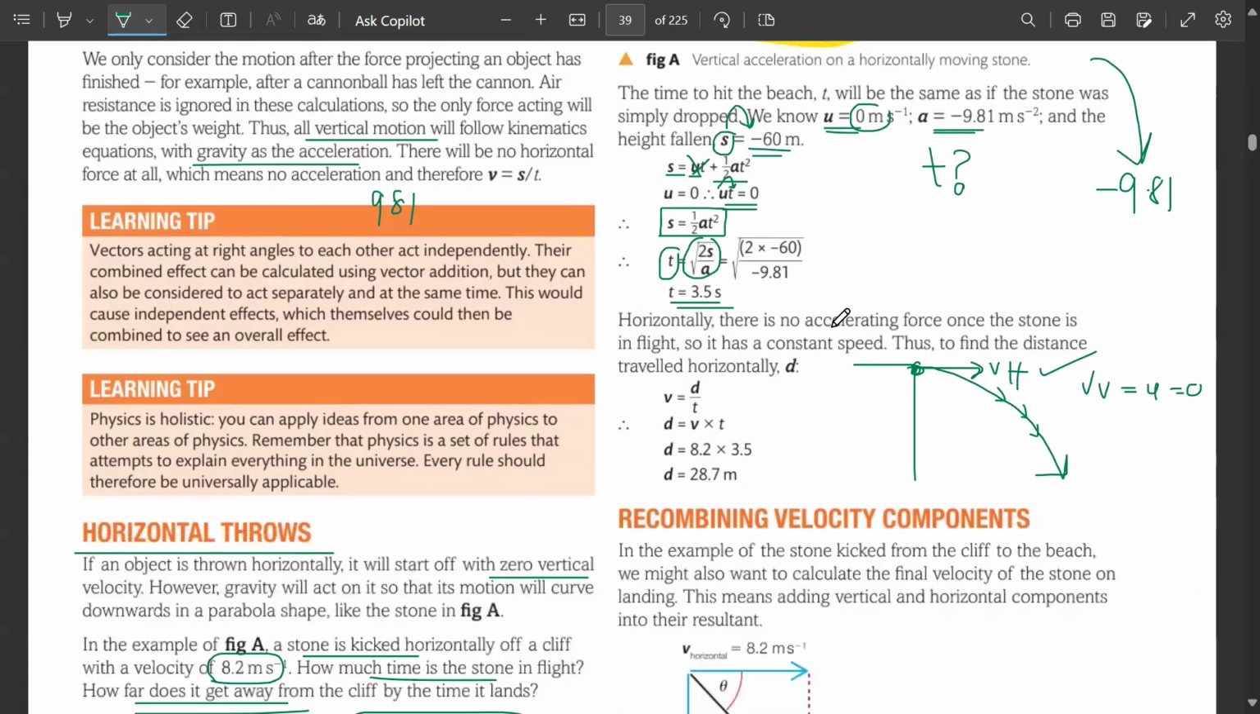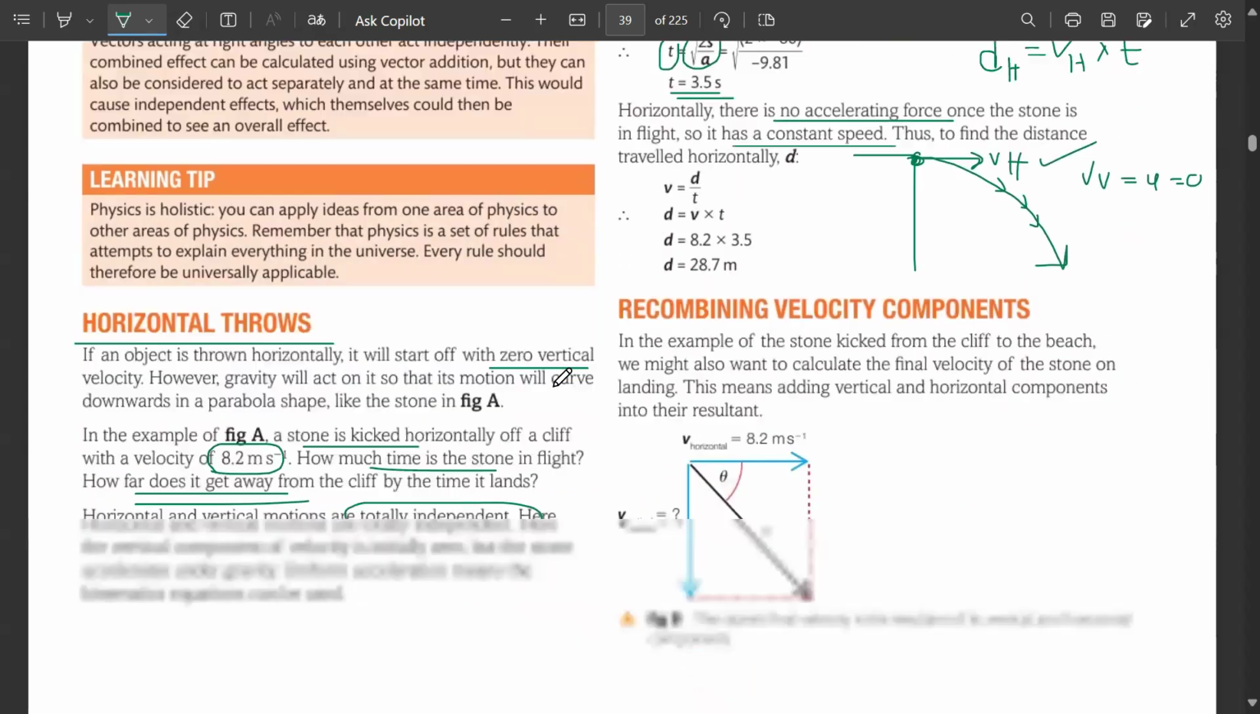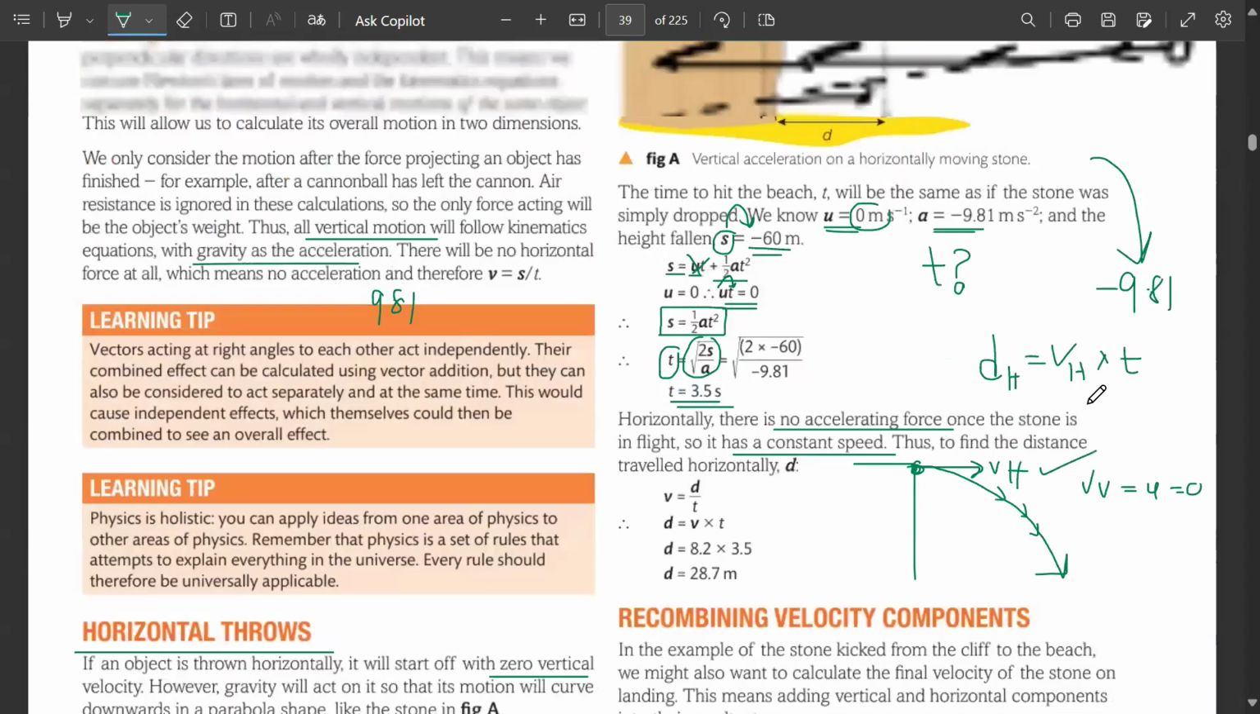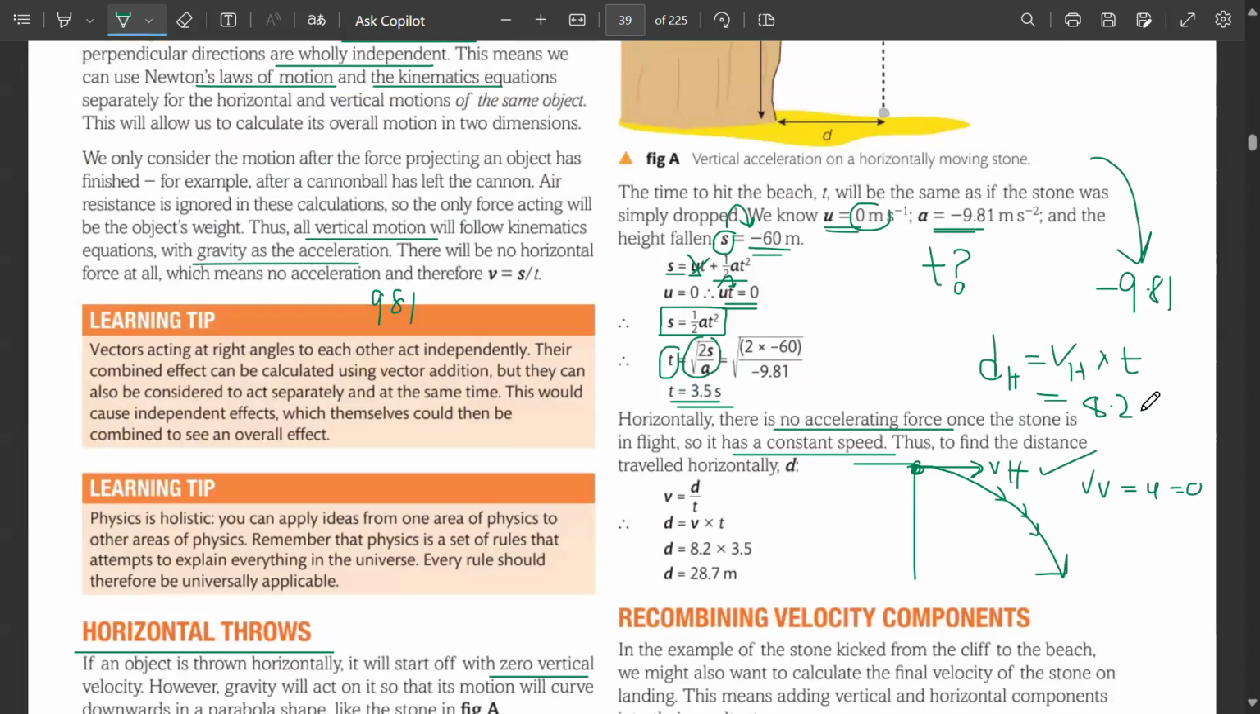So horizontally, there is no accelerating force once the stone is in flight, and it has a constant speed. तो अगर आपने horizontal distance निकालना है, you can multiply the horizontal speed with the time. Horizontal speed तो आपको दी हुई थी, which is 8.2. So you can multiply 8.2 with the time that was there in your answer.